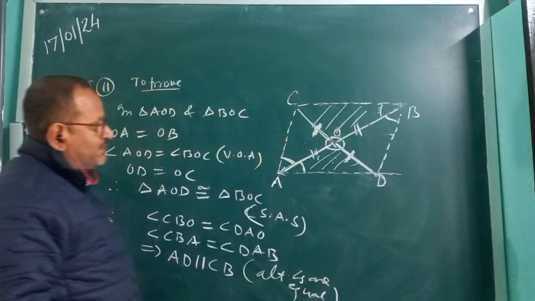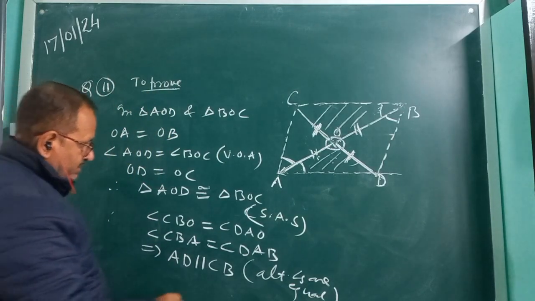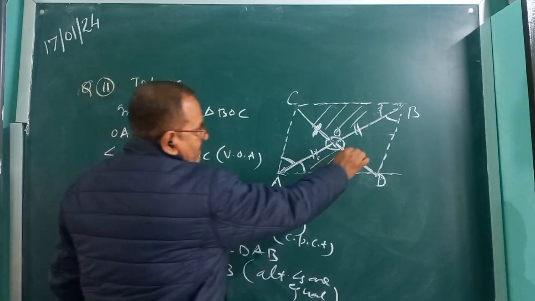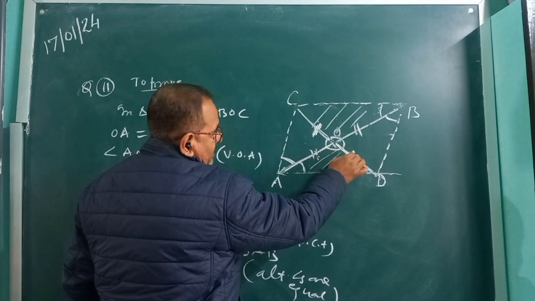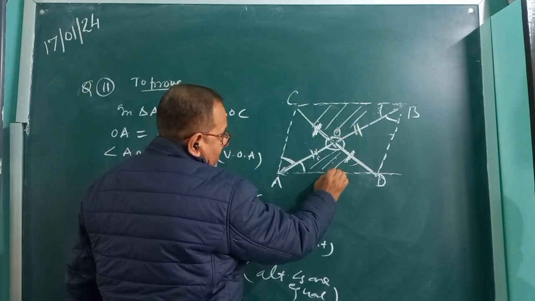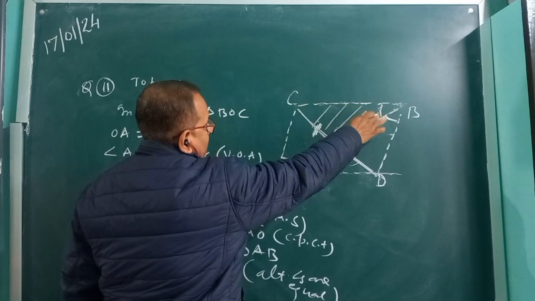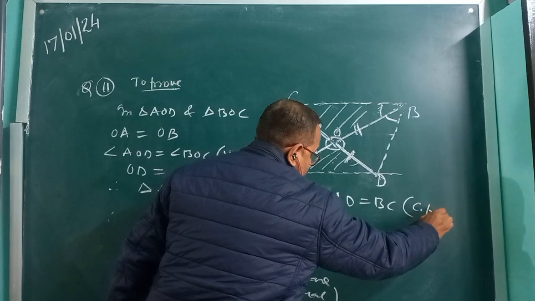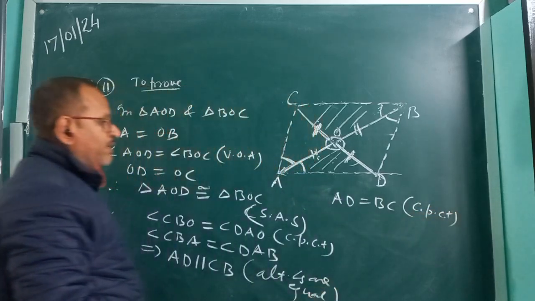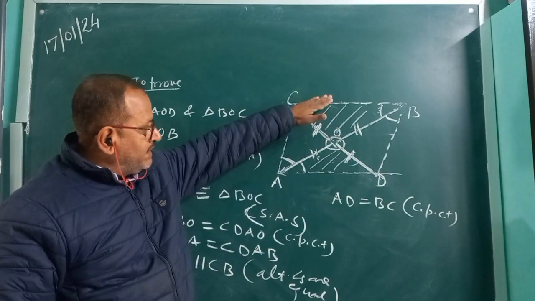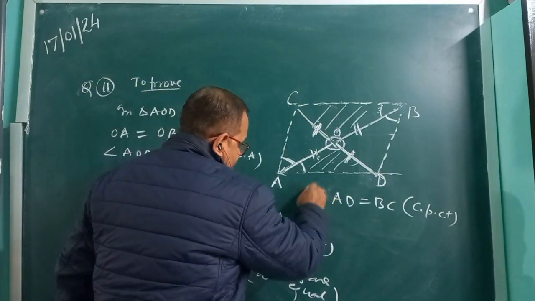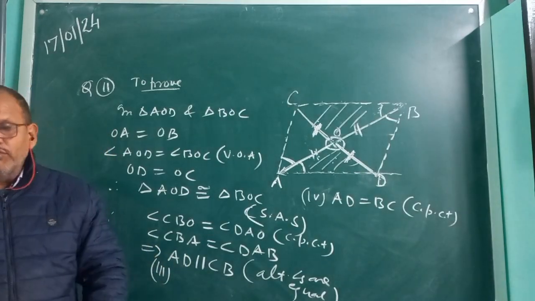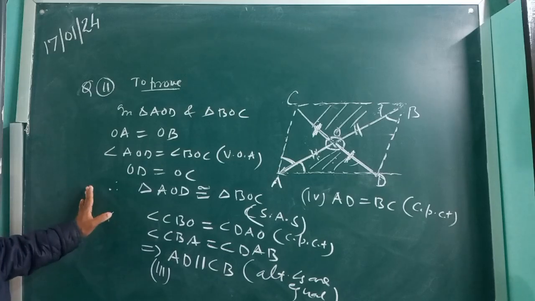One more thing we can write by CPCT, corresponding parts of congruent triangles. In both the triangles, these two sides are equal. So the third side, that is AD, will be equal to the third side of the next triangle, BC. We can also write AD is equal to BC. It is the fourth part, and this one is the third part. So all the four parts of question number 11 we have completed here.